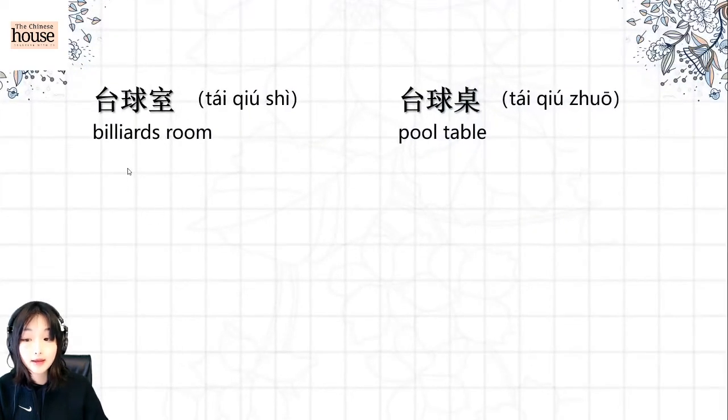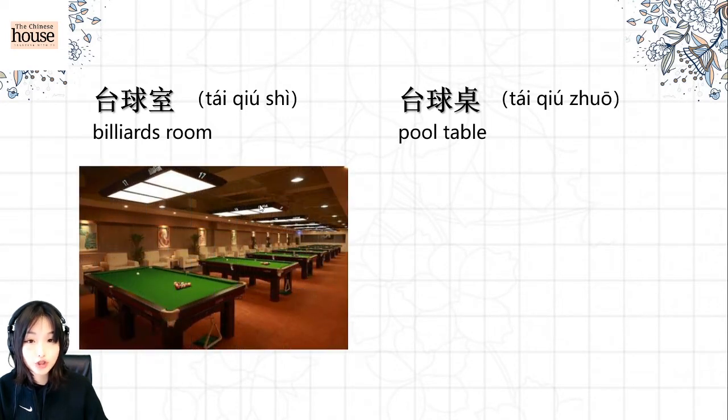And then billiard room, 台球室. So here, billiard, 台球. Second tone, 台球. And 室 means room. We have learned in like bathroom. We have learned in like 卧室, bedroom. So we use 室 to describe some medium-sized room, billiard room.